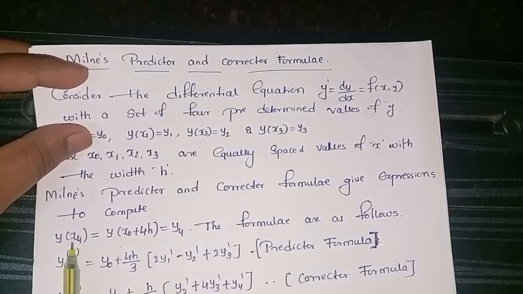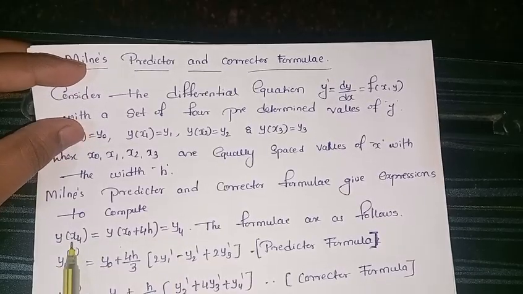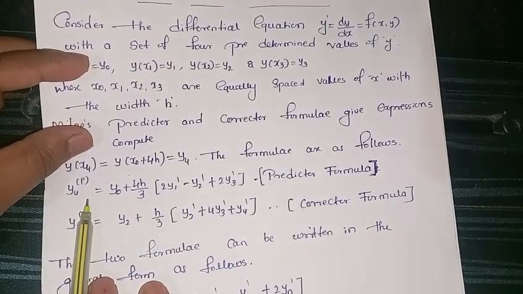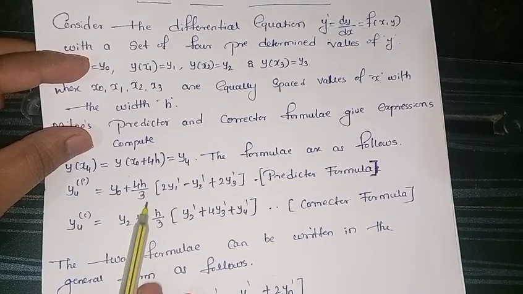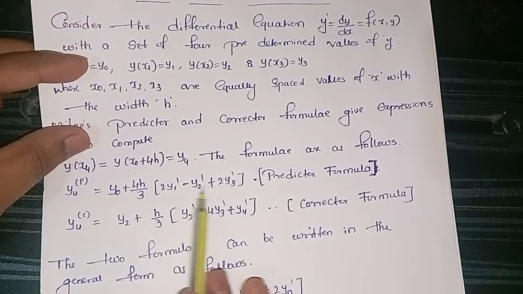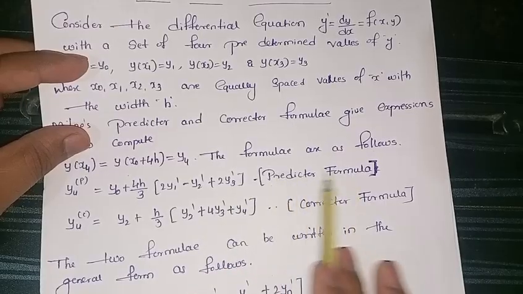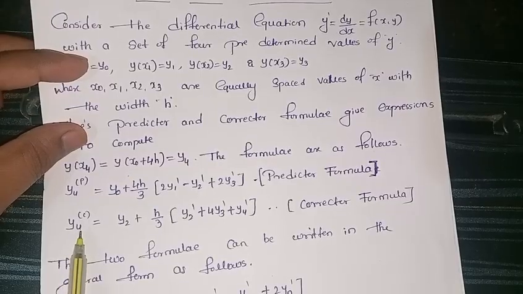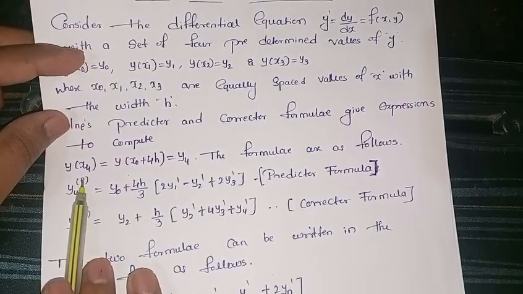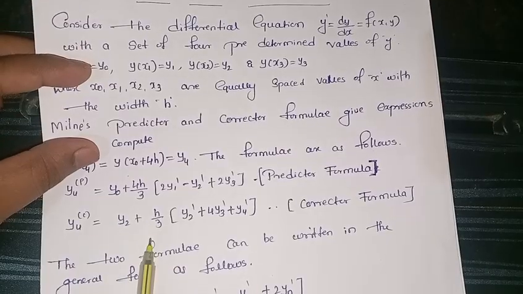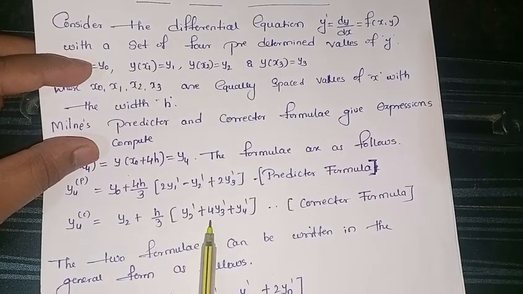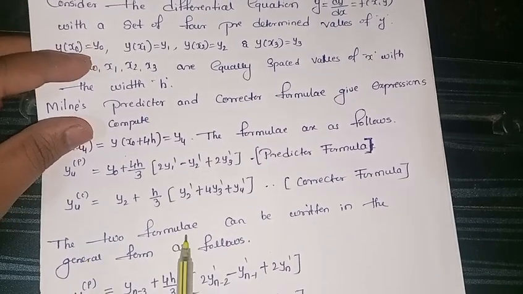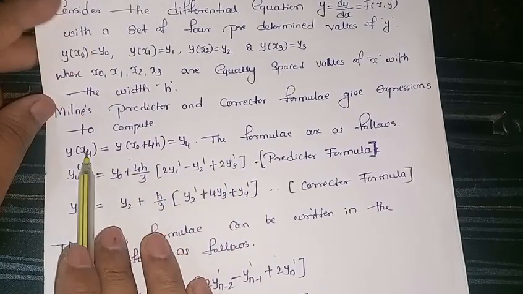To find this y of x4, we have predictor and corrector formulae. The first is the predictor formula, which says y4 of p equals y0 plus 4h by 3 into 2y1 dash minus y2 dash plus 2y3 dash. Then y of x4, which can also be written as y4 of c, where c indicates corrector and p indicates predictor, equals y2 plus h by 3 into y2 dash plus 4y3 dash plus y4 dash. This is the corrector formula. These two formulae are used to find the y of x4 value.